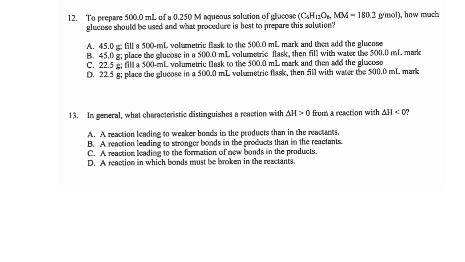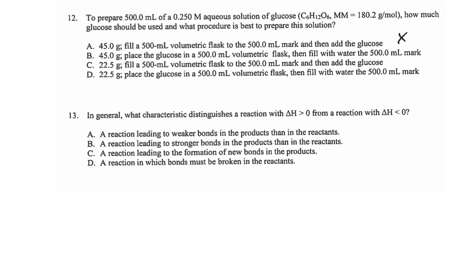Okay, let me say this again. So it says that we're filling to the 500 mark with water, then adding our glucose. That's the wrong procedure. So A is not going to work. B, let's see, 45 grams is how much it takes. Let's work out the mass real quick, because that's part of the problem here.